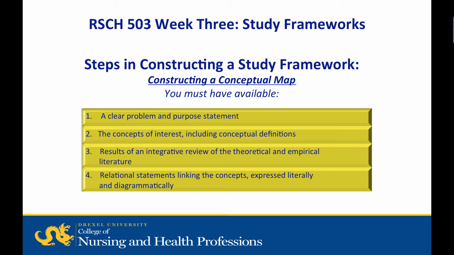Once a researcher has clearly identified propositions and hypotheses emanating from same, a conceptual map is developed. Such a map will have a clear problem statement and purpose identified. The concepts of interest will be defined conceptually. The relevant literature will be reviewed, and relational statements linking the concepts will be developed both in language and in a diagram.